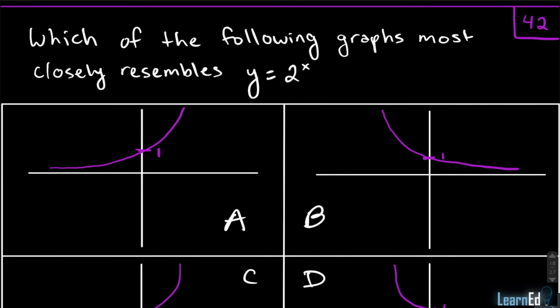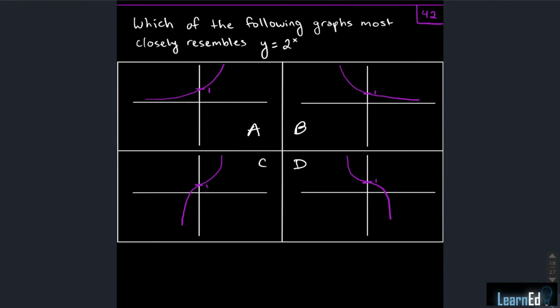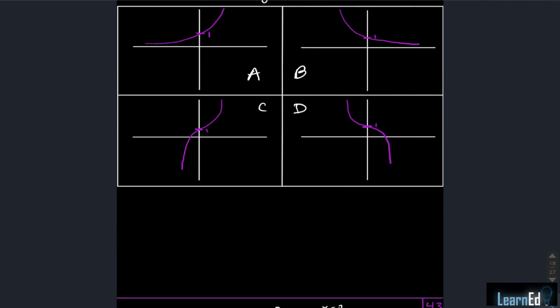We want to see which of these following graphs most closely resembles y equals 2 to the x. Okay, so we want to get an idea here of what y equals 2 to the x is going to look like. And we can just create an xy table. We can do a bunch of things. So let's just check that out. Let's do an xy table and just see what graph makes the most sense. So we'll start at 0, and we'll just look at -1 and -2 and 1 and 2.